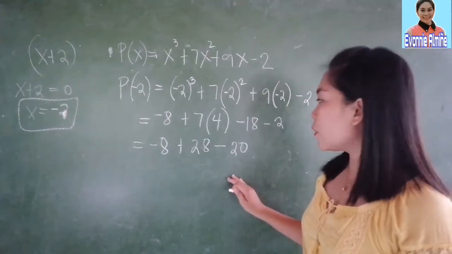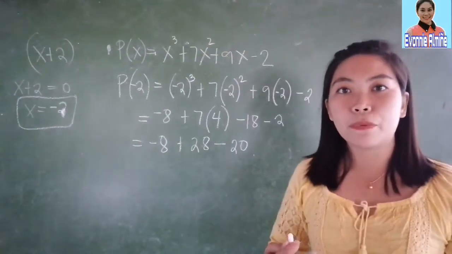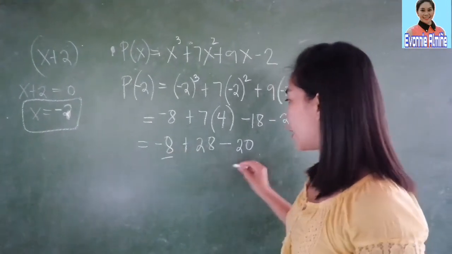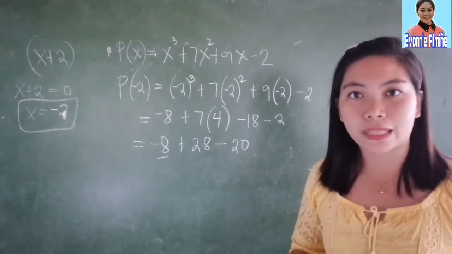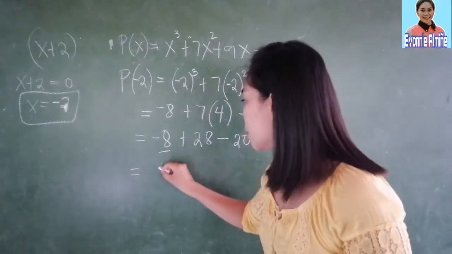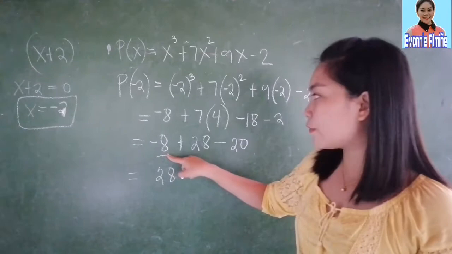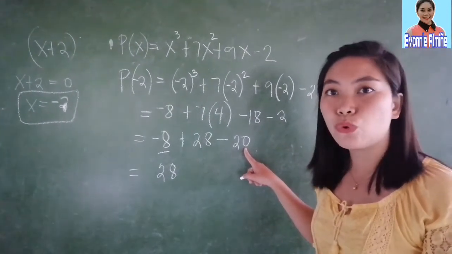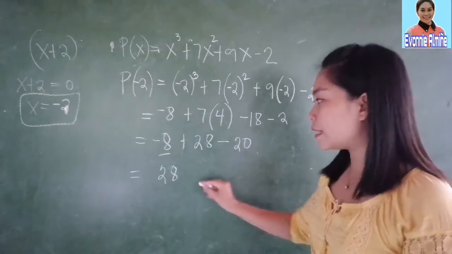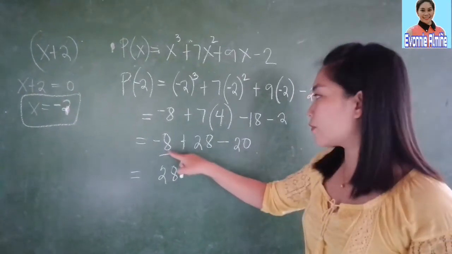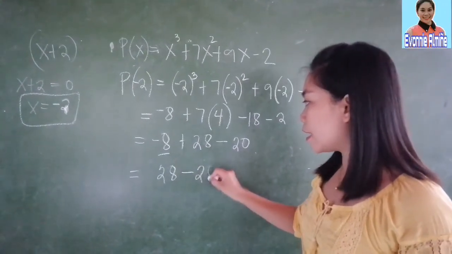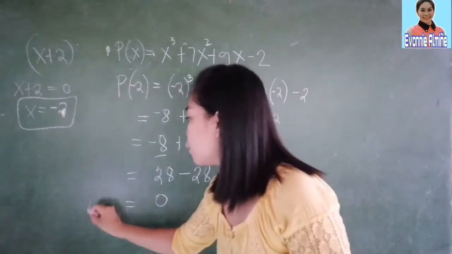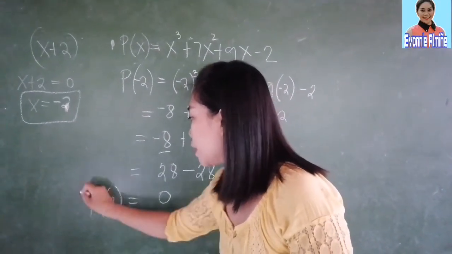Tama po ba? So ngayon, kailangan po nating i-combine yung like terms. Ano po yung like terms? Since si negative at saka si negative, pagsamahin po natin para mas mabilis po tayo. So, yung positive 28, negative 8, at saka si negative 20. So, same sign. Ano po yung gagawin? We have to add, of course, then copy the sign. So, yung sign natin ay negative. So, 8 plus 20 is 28. 28 minus 28, that is equal to 0. Therefore, P of negative 2 is equal to 0.